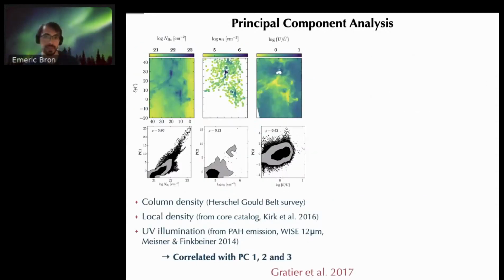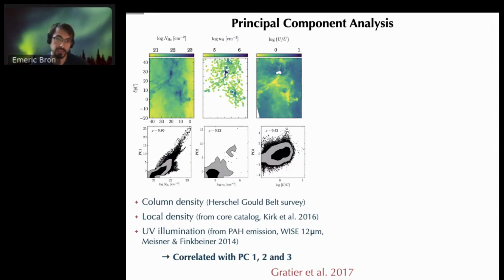And indeed, if we compare those principal components to independent estimates of those physical parameters, so to estimate the total column densities, we used dust emission, Herschel observations of dust emission. For the local density, this is a bit more complicated to estimate, but we took core catalogs that, at least for dense cores, gave estimates of the density. And for the UV illumination, we used PAH emission. And we see that indeed our first three principal components are correlated with those three physical parameters of interest.